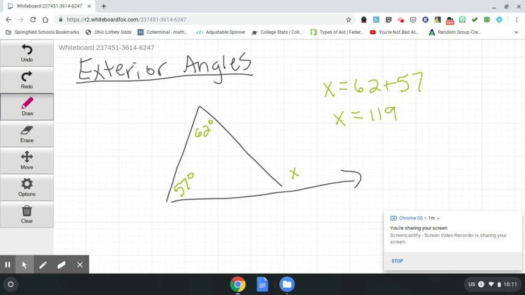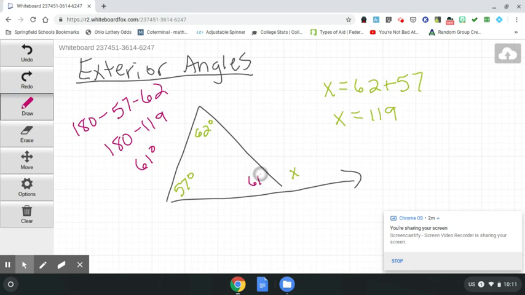We know that these two angles are two angles of the triangle, and we can use them to find the missing third angle. So another way to look at that would be to simply take 180 minus 57 minus 62. Well, 180 minus 57 minus 62 would be the same as 180 minus 119, and 180 minus 119 would get us an answer of 61 degrees. So I now know that this angle is 61 degrees.